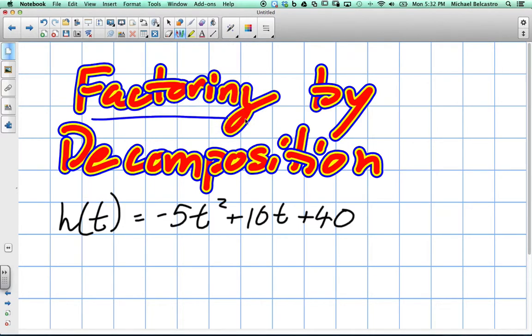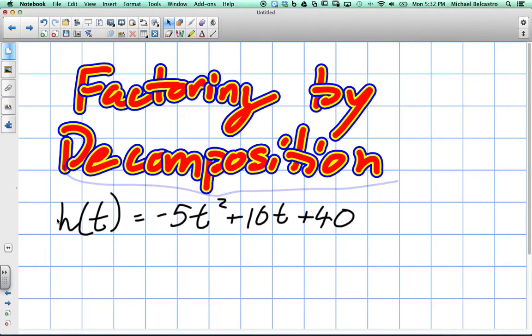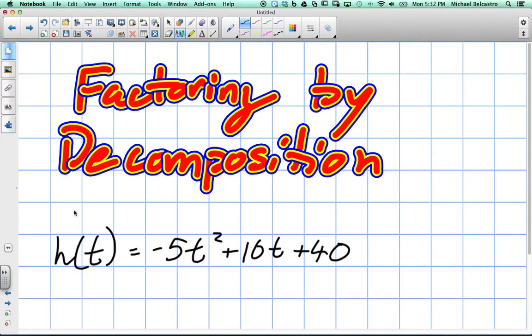Okay, so we're going to look at factoring by decomposition. The first step to factoring is to label all of our coefficients. We factor when we're in standard form. If you remember, standard form is usually written like this: f(x) = ax² + bx + c. There's an a here, a b here, and then a c at the end. We have to be able to label which of these are which in order to organize what we're doing.